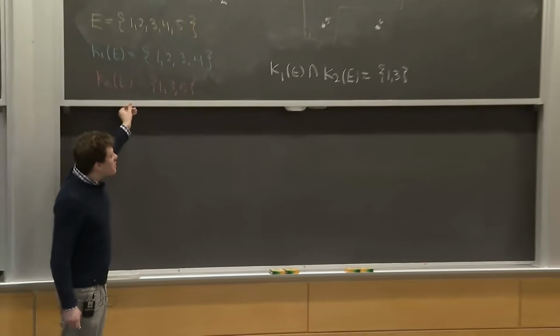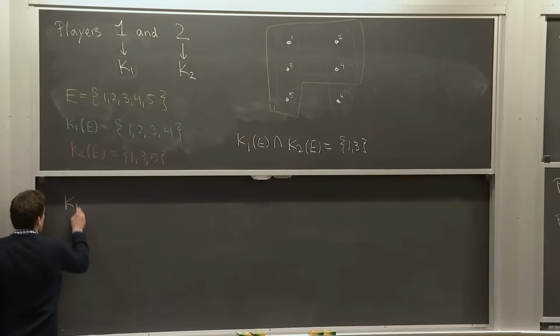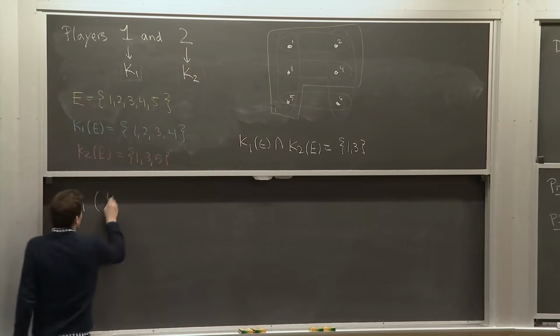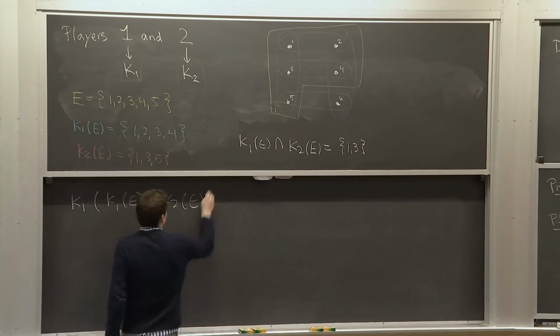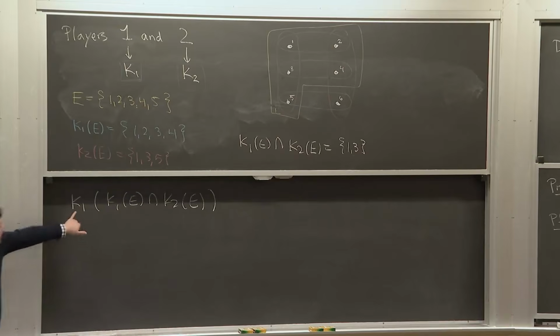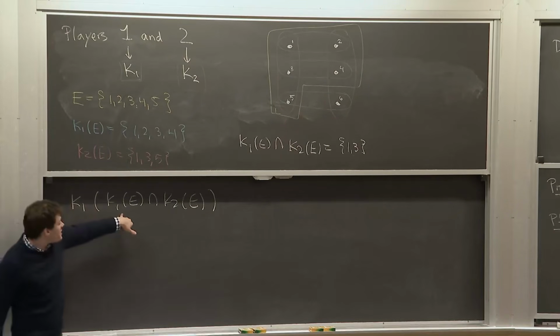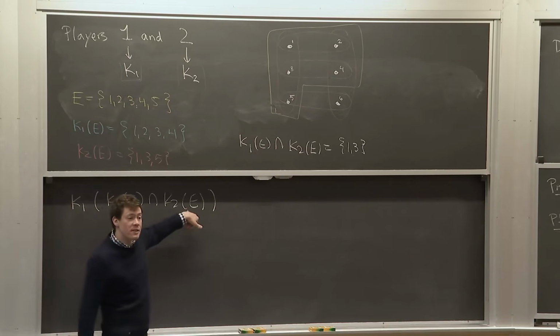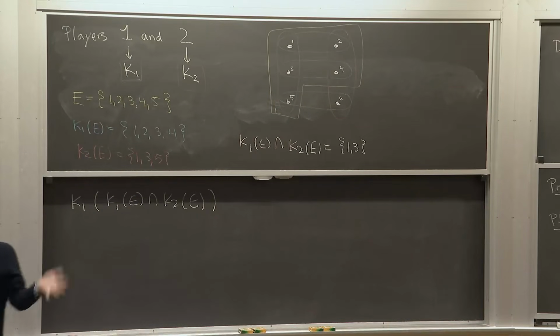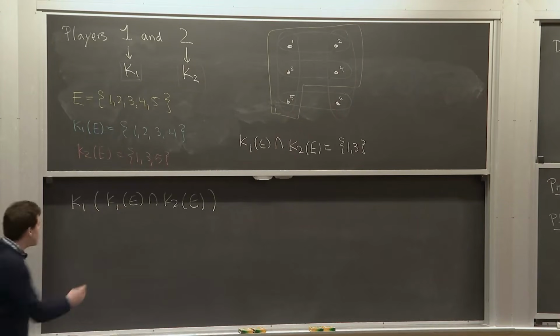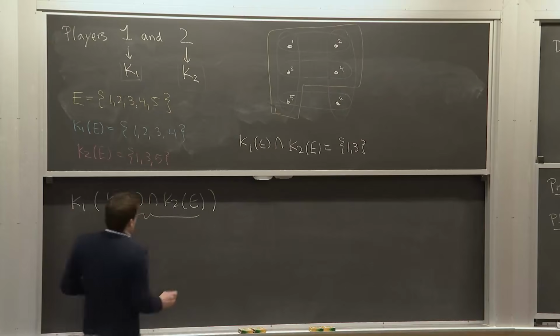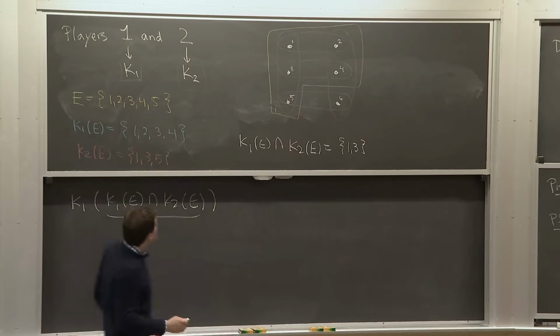So we want to look at the set K1 of E intersect K2 of E. So this means I'm player 1. In which states do I know that I know event E and my opponent player 2 knows event E? So now we can start thinking about interactive knowledge. What do I know about what other players know? And it's kind of a mouthful to say it, but mathematically it's not too hard, right? We've just said what this is. This is {1, 3}.